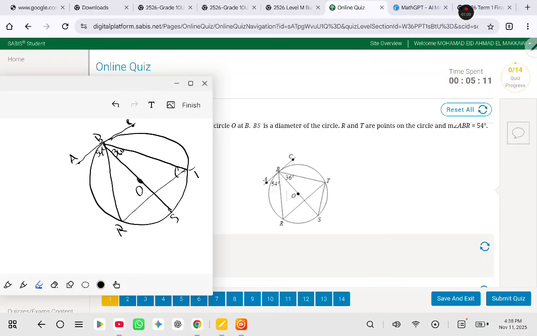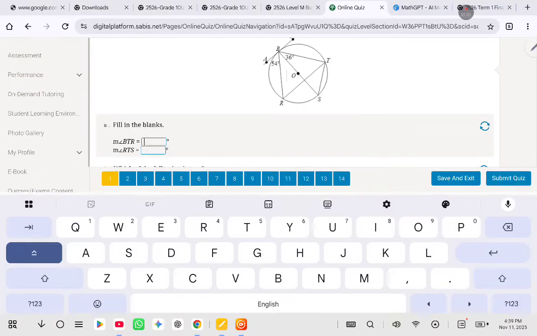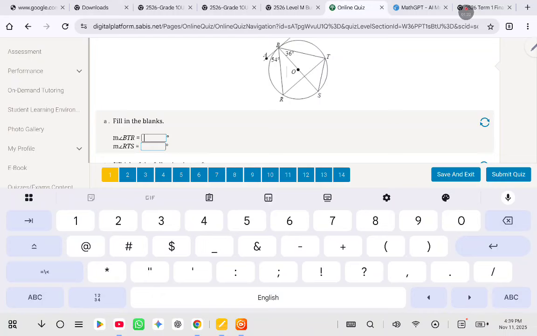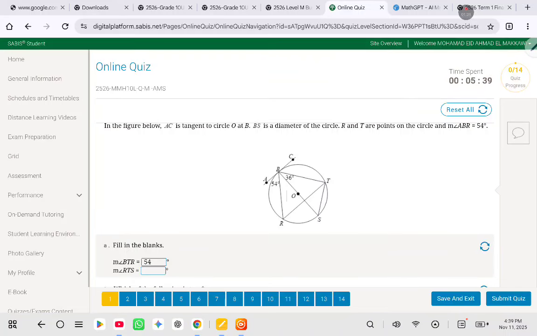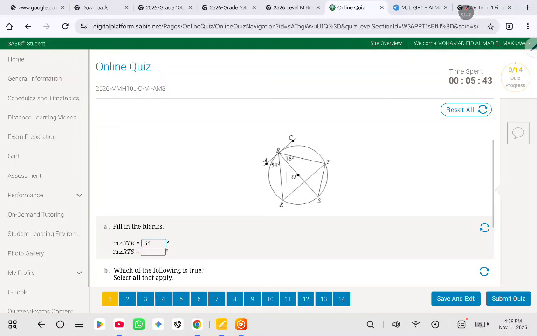Okay guys, I tried my best doing a sketch. B is 54, right? B is facing this arc right here, right? Doesn't it mean that T would also be 54 because it's facing the same arc as well? If one angle faces the same arc as the other angle, they're equal. The angles are equal.